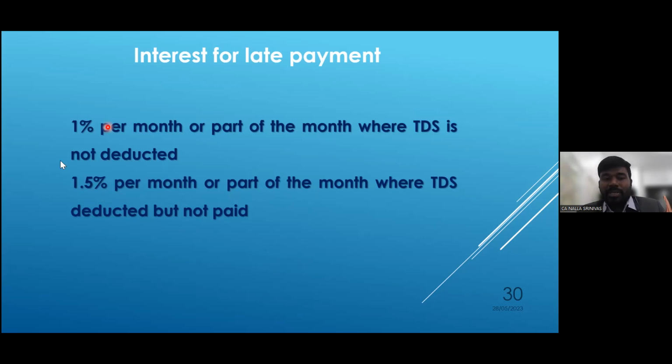Is this clear, when the interest of 1% is applicable and when the interest of 1.5% is applicable? 1% is applicable where we have not deducted and not paid. 1.5% is applicable where we deducted and not paid. So we deducted and kept it in our bank account. It's the government's money, right? So the interest rate is more.